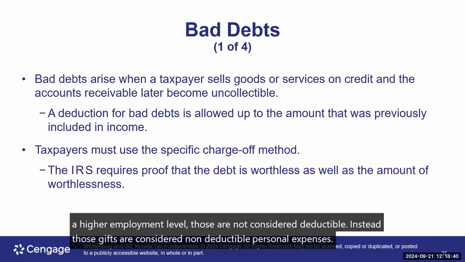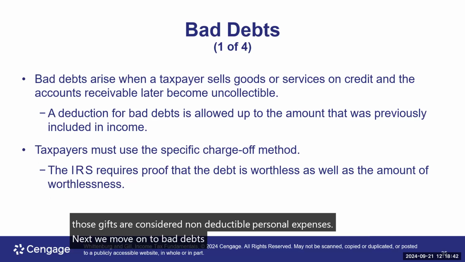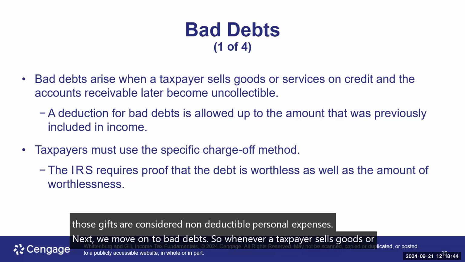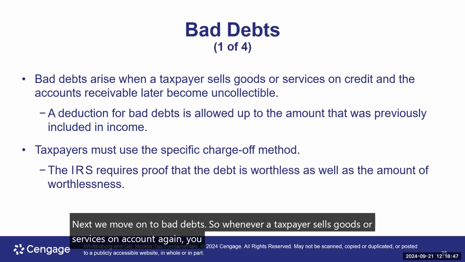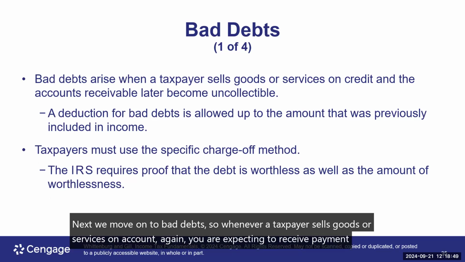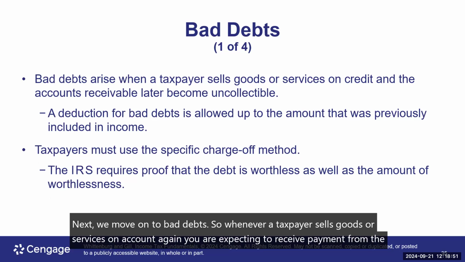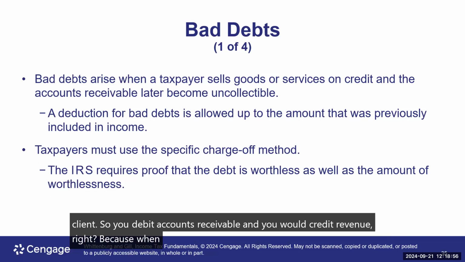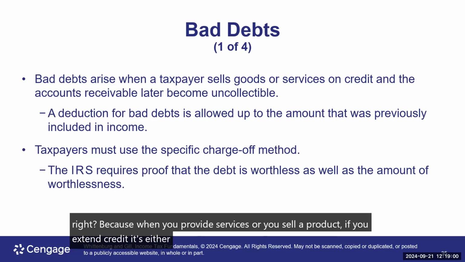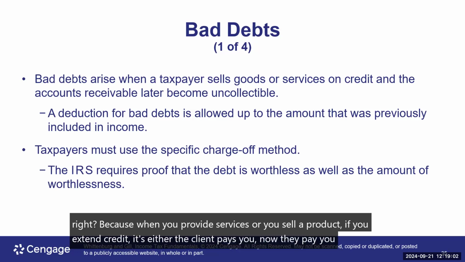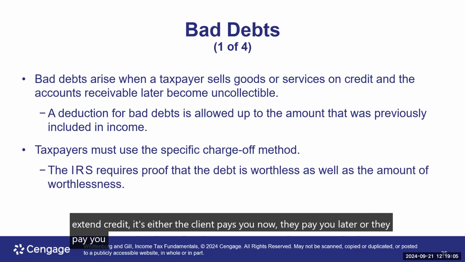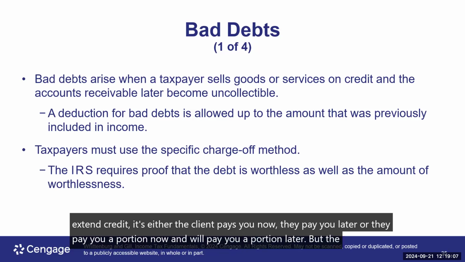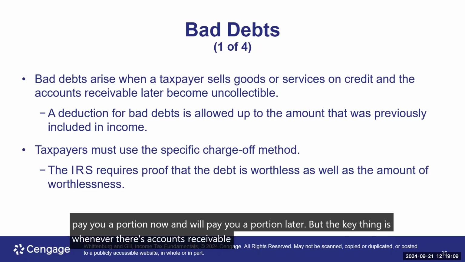Next, we move on to bad debts. Whenever a taxpayer sells goods or services on account, you are expecting to receive payment from the client. So you debit accounts receivable and you credit revenue, right? Because when you provide services or sell a product and extend credit, either the client pays you now, they pay you later, or they pay you a portion now and a portion later. But the key thing is whenever there's accounts receivable, you always run the risk of clients not paying you, right?